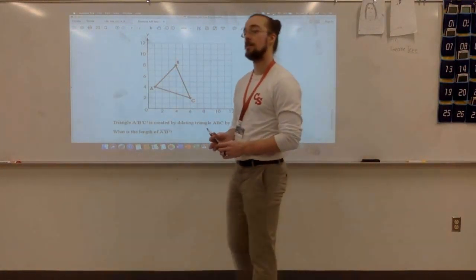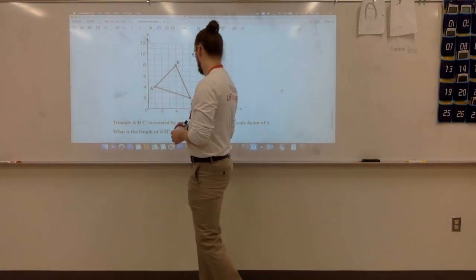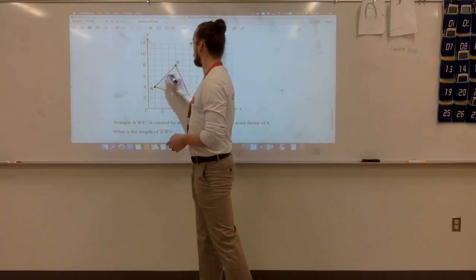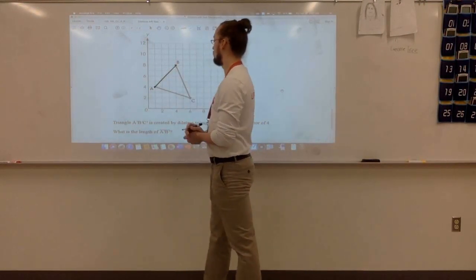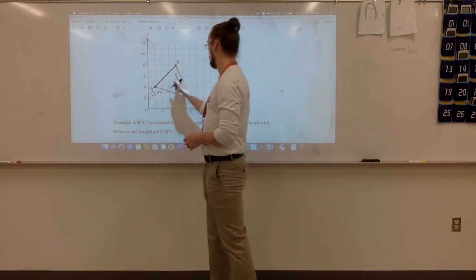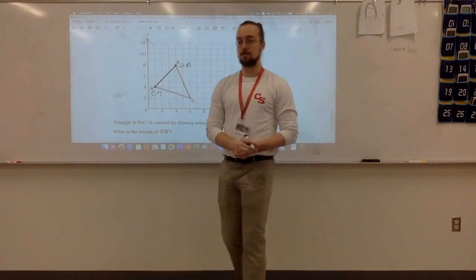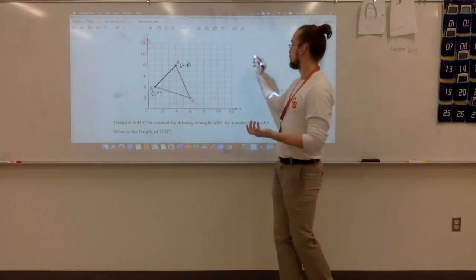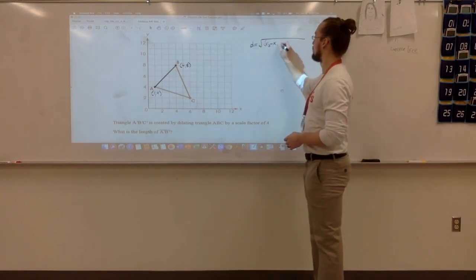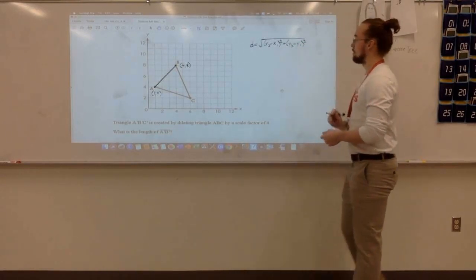Yeah, so all we care about here is the distance between A and B. So this would be the point 1, 4. This is the point 4, 8. Okay, so distance formula is the square root of x2 minus x1 squared plus y2 minus y1 squared.